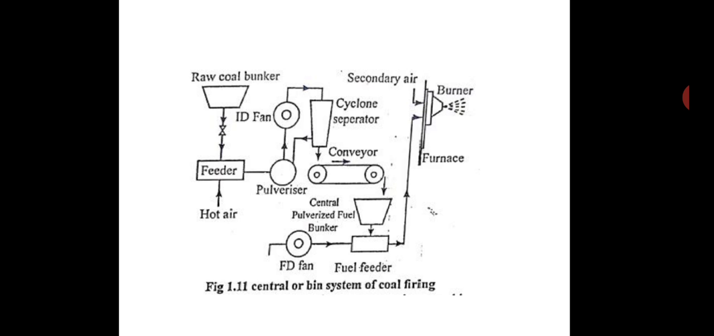So you can see here raw coal is coming into the bunker and comes to the feeder. In the feeder, hot air is supplied to dry it, and it comes to the pulverizer. In the pulverizer, it is pulverized and goes to the cyclone separator, where the big particles are again sent back to the pulverizer, and the small particles, the pulverized coal, come to the conveyor, and from the conveyor it goes to the bunker. From the bunker there is an FD fan which pushes the pulverized coal to the burner, and in the burner secondary air is also supplied.